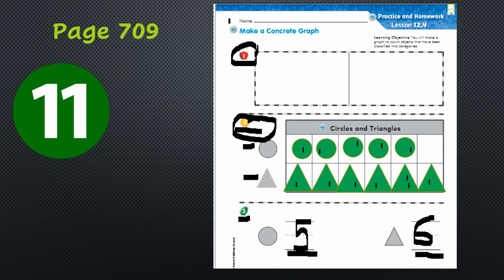Also, be sure that you have written your name at the top of the page where it says name.